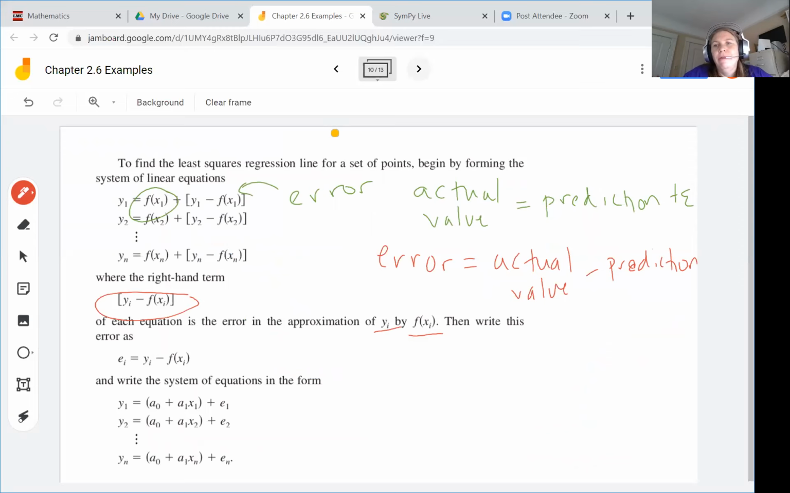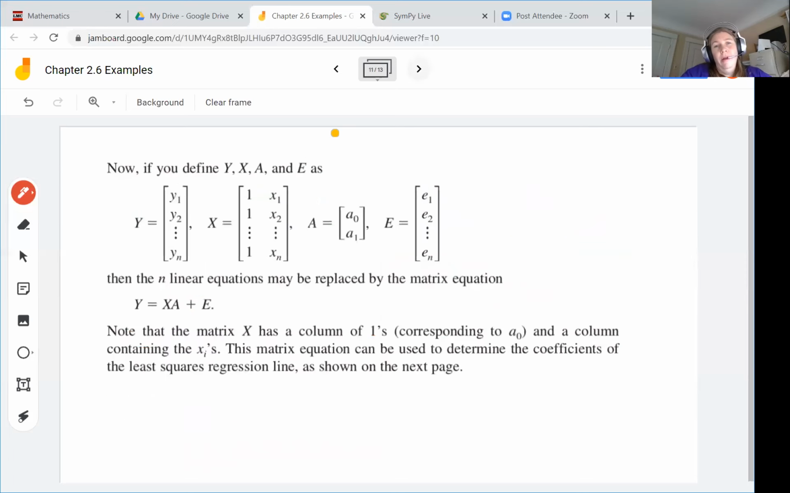All right, so we call this error, sometimes we use this epsilon I used, or we use e sub i. So each error is the actual value minus prediction. So we can rewrite our equations from the top line as each y value equals its prediction from the linear line of best fit plus the errors. So this right here is just what we were calling the line of best fit function at x1.